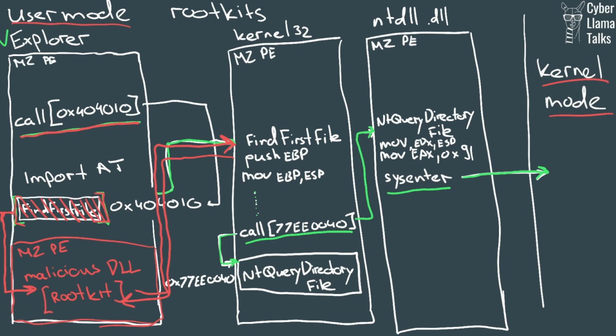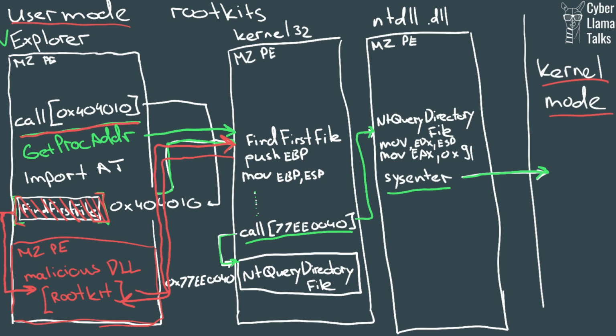However, if the benign application, instead of calling a function through the import table, dynamically resolves the function through GetProcAddress, then GetProcAddress will directly return the address of FindFirstFile. In this case, the rootkit would be bypassed and would not really work.